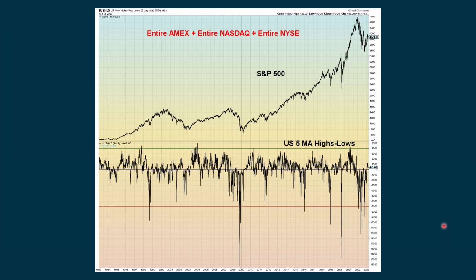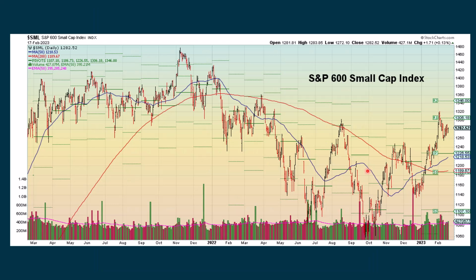Looking at some indexes, this is the American Stock Exchange, the NASDAQ, and the NYSE. We take all the highs minus the lows for those three exchanges, take a 5-period moving average of that to get a real broad base of the internal strength of the market. When we're above zero, that's positive. When we're below zero, that's negative. We're currently above zero.